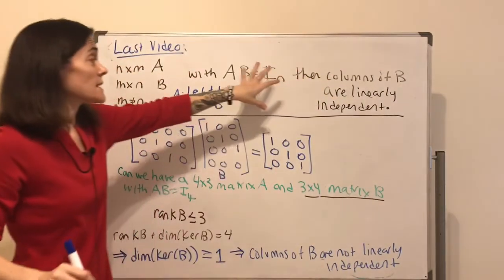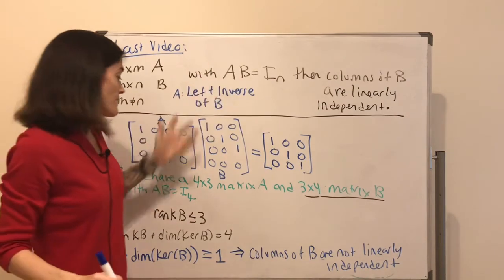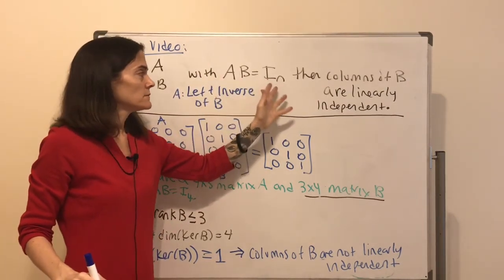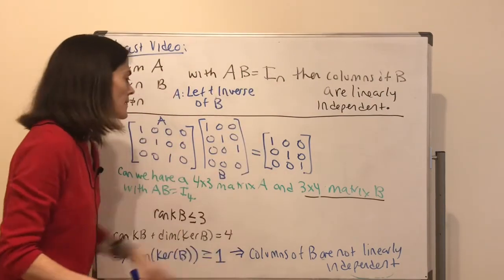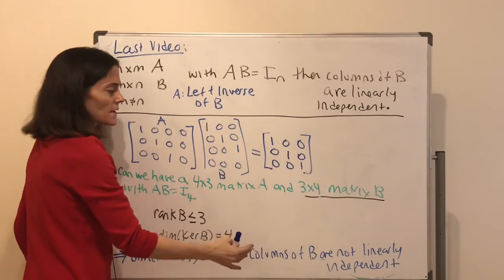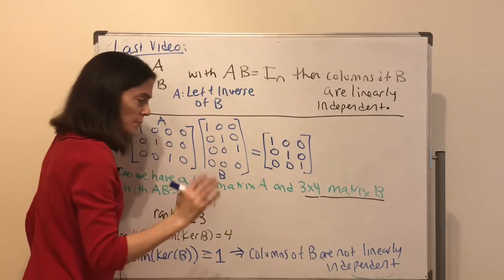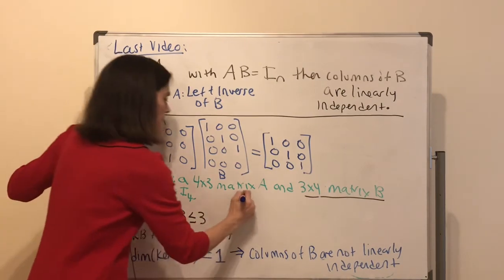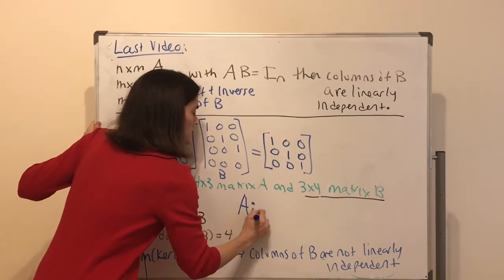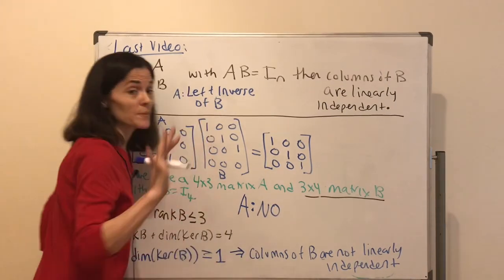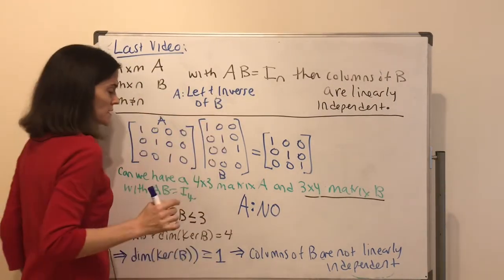If we use this, it says that, of course, we cannot find a matrix A and a matrix B such that AB is the identity, 4 by 4 identity here, because we could then conclude they're independent, but we know that the columns are dependent. They're not linearly independent. So the answer is no, because of what we proved last time, this observation.